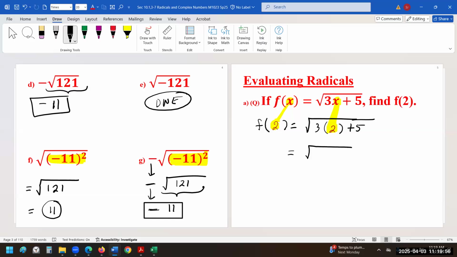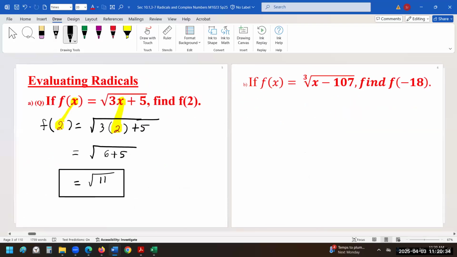How do you simplify the inside? Do you do 3 times 2 first or 2 plus 5 first? Which one? 3 times 2. What is 3 times 2? And what is 6 plus 5? Do we know what the square root of 11 is? So you stop. You try one.